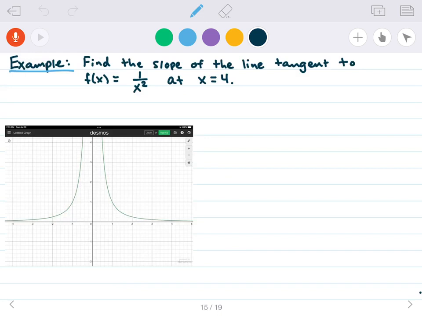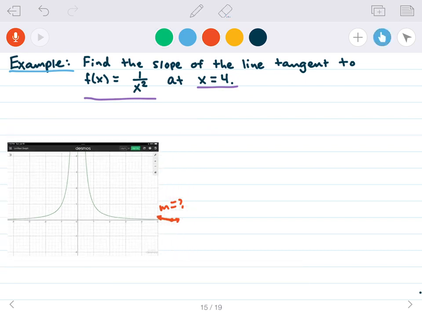Okay, so now we have f of x equals 1 over x squared, and we're interested in finding the slope when x equals 4. So that's going to be right here when x equals 4. It looks like a pretty flat slope. What is the slope? Okay, so again, we need to use our limit definition of a derivative. Maybe I'll shrink this picture a little bit. Let's see if I can do that.